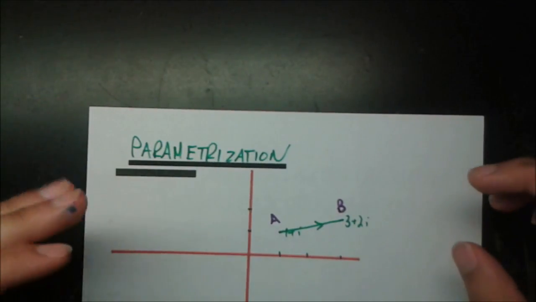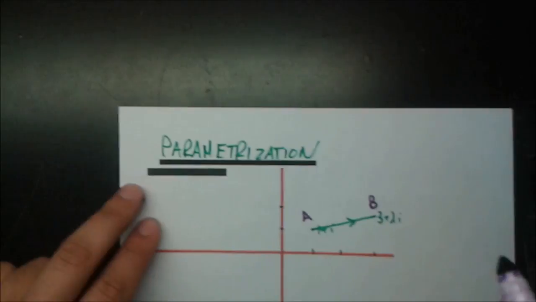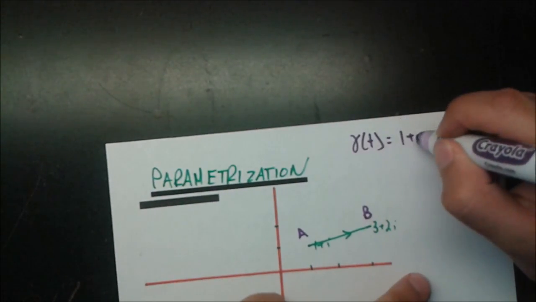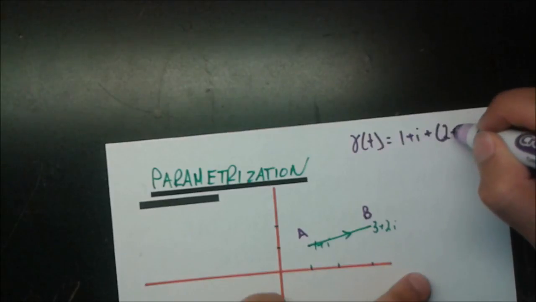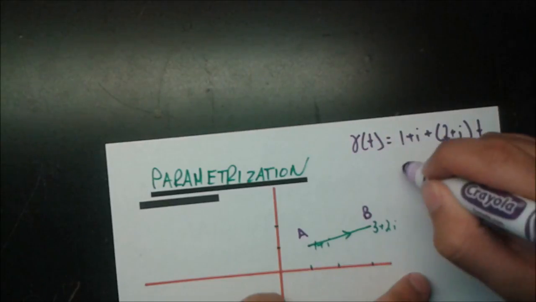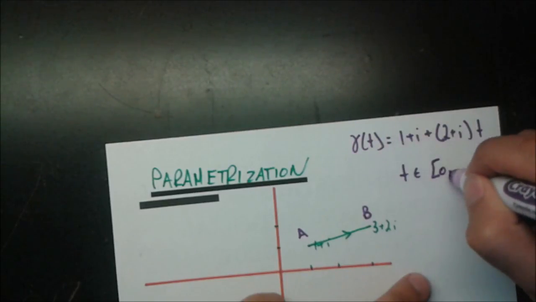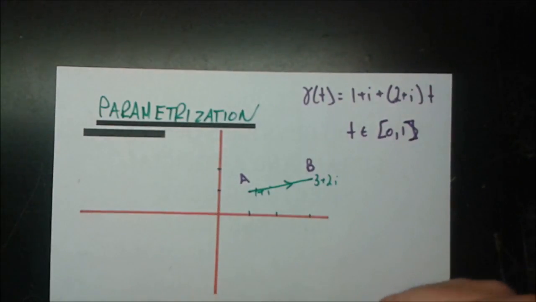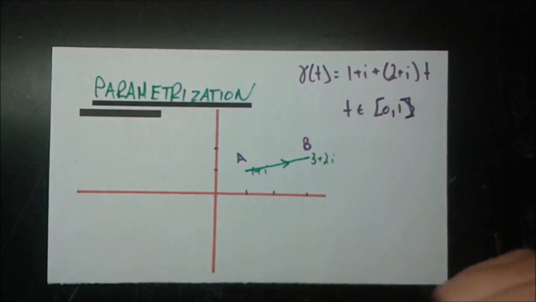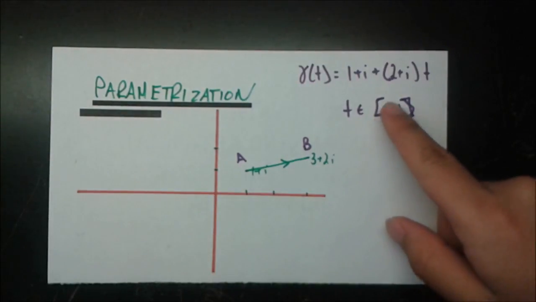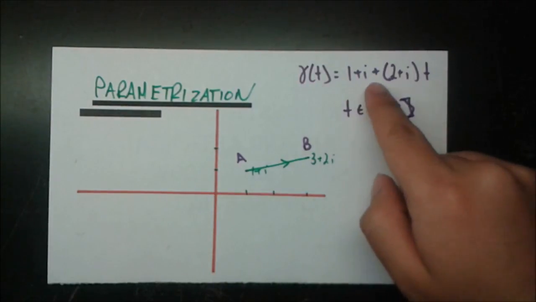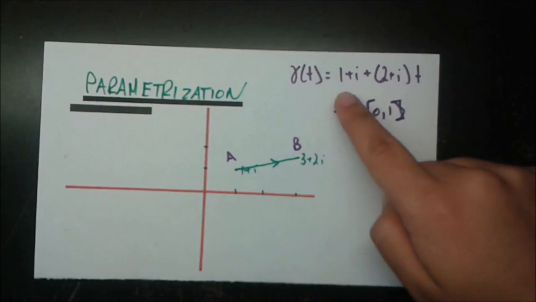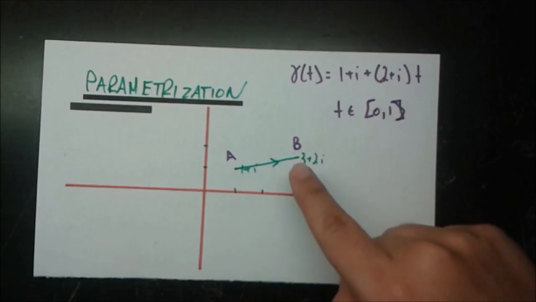I'm just going to write the answer, and we'll reverse engineer it, look backwards. Here's the answer: gamma of t equals 1 plus i plus (2 plus i) times t, where t is in the interval 0 to 1. Although this might seem a little bit random, I'm going to show you exactly where I got it. First, let's see that it works. If I plug in 0 into our parameterization, I get 1 plus i, which is indeed the starting point. If I plug 1 into here, I get 3 plus 2i, which is indeed the ending point.